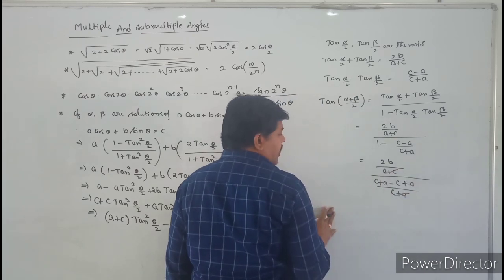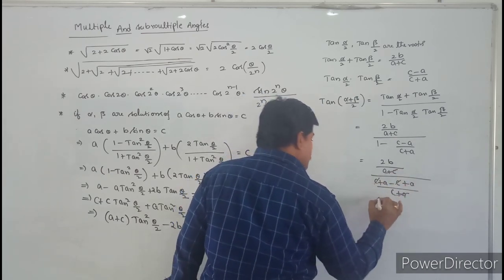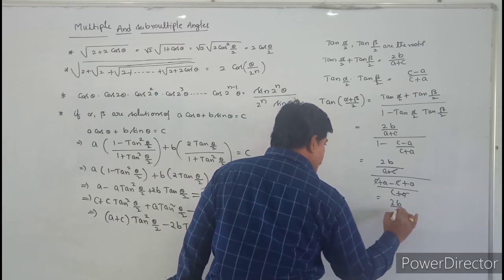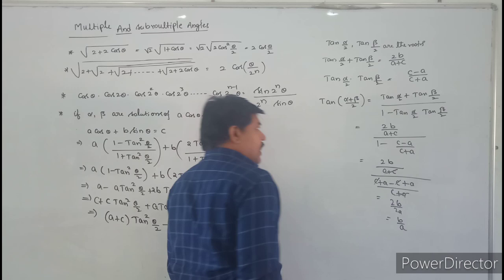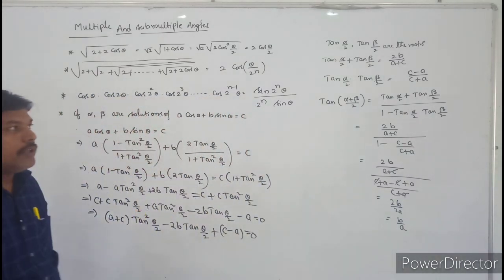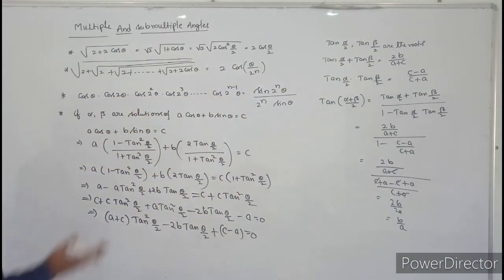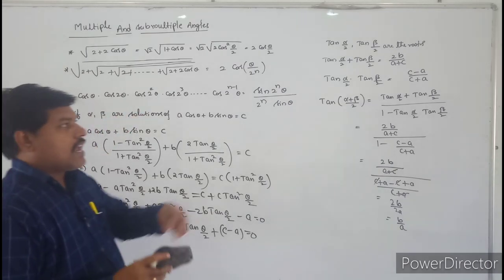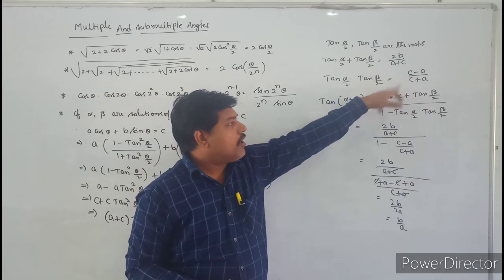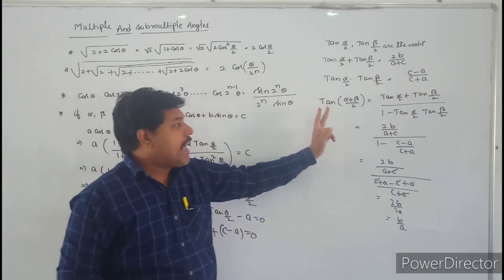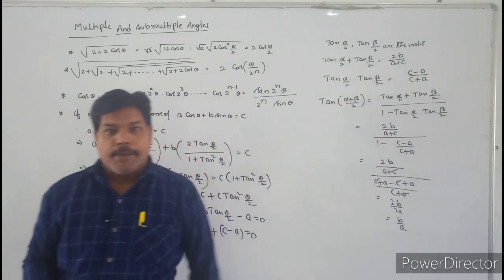c plus a will be cancelled. Here minus c and plus c will be cancelled. That is nothing but 2b by 2a. So it will become b by a. So in the question they will give you this, they will ask direct questions. Tan alpha by 2 plus tan beta by 2 is 2b by a plus c. Tan alpha by 2 into tan beta by 2 is c minus a by c plus a. Tan of alpha plus beta by 2 is b by a.